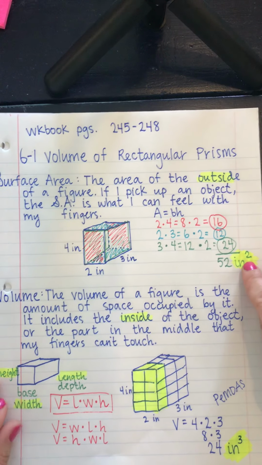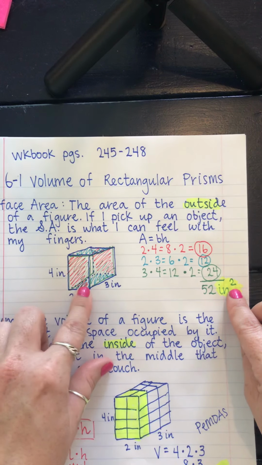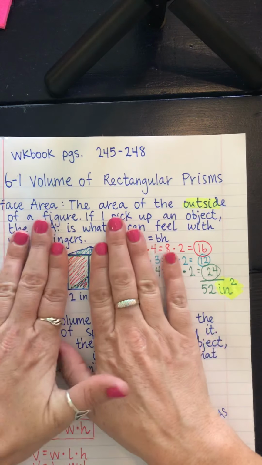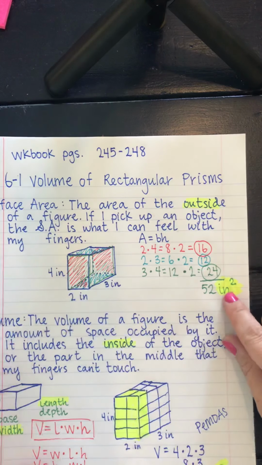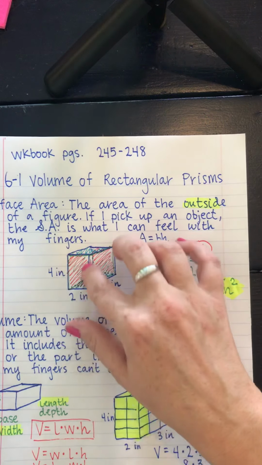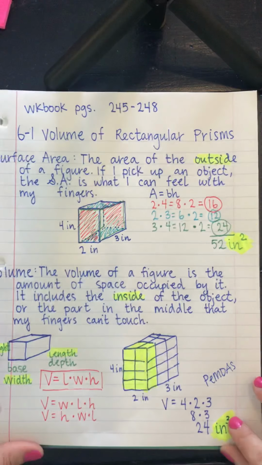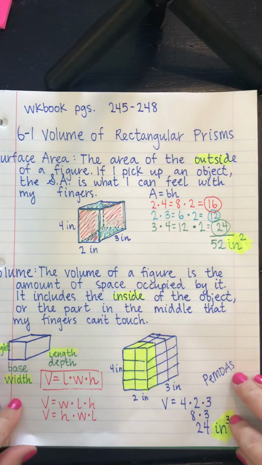Whereas in this, the 2, you're just doing base times height. You only need 2 dimensions to get the surface area of this one red face right here. So that's why this one is squared. This is just a square. It's not 3-dimensional. And this is cubed. This is a 3D figure.